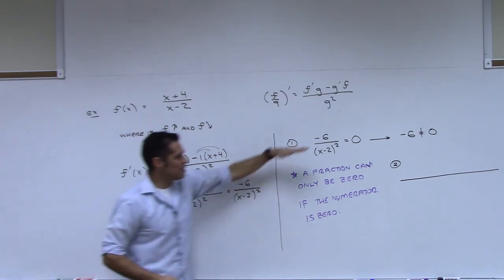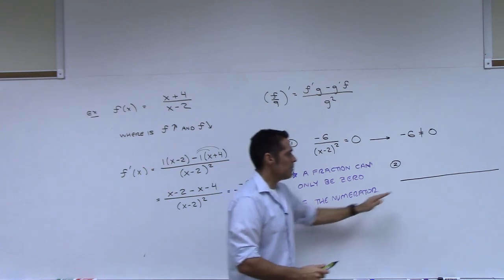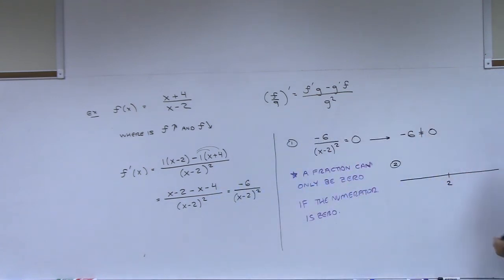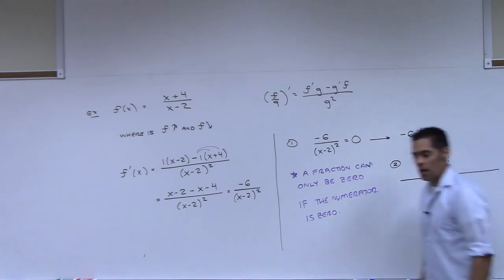And so because I have no answers here, I'm going to put that point here. 2. All right? So 2 is not in the domain of the function f. And that will split up my number line.